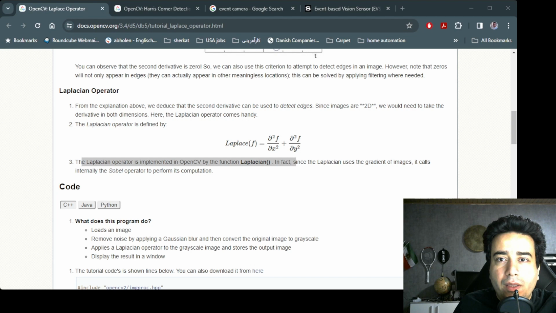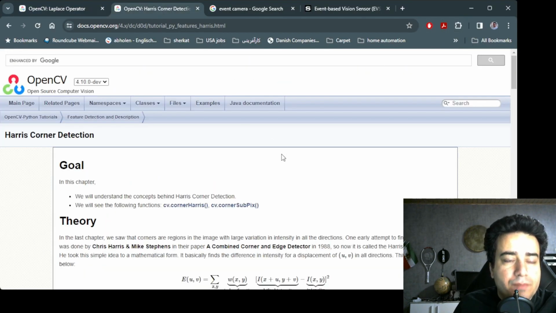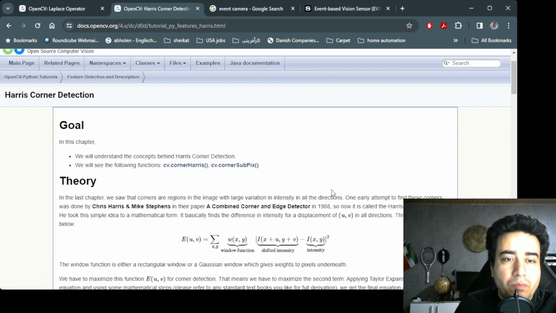I think I am actually... just a moment. I hope that, all right, this is the second one, and I hope that you see that as well. Okay, this one is called Corner Harris, it's a bit more complicated than the edge detection.